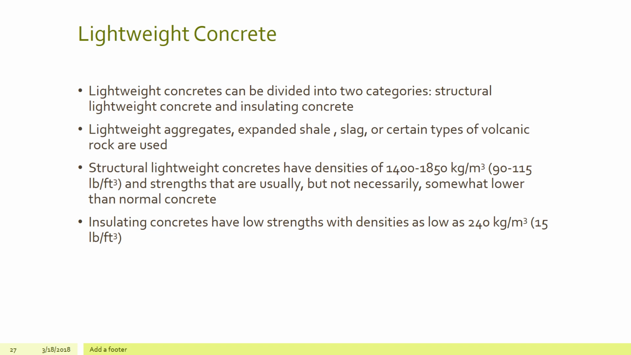Lightweight concrete can be divided into 2 categories. We get structural lightweight concrete and, of course, insulating concrete. Lightweight aggregates, expanded shale, slag, or certain types of volcanic rock are used. Structural lightweight concretes have densities of about 90 to 150 pounds per cubic foot, and strengths are usually, but not necessarily, somewhat lower than normal concrete. Insulating concretes have low strengths with densities around 15 pounds per cubic foot.